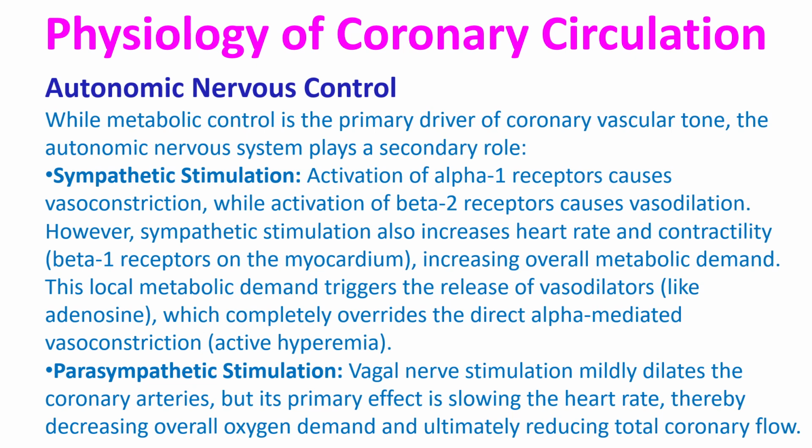Parasympathetic stimulation. Vagal nerve stimulation mildly dilates the coronary arteries, but its primary effect is slowing the heart rate, thereby decreasing overall oxygen demand and ultimately reducing total coronary flow.